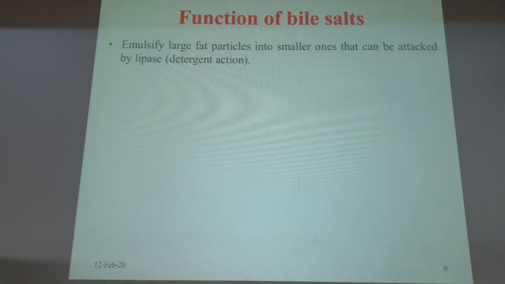When fat comes from the stomach, they are large coarse particles. They are not mixed with the chyme. The digestive enzyme, lipase, needs a large surface area to act on the fat. This is one of the functions of bile salt.